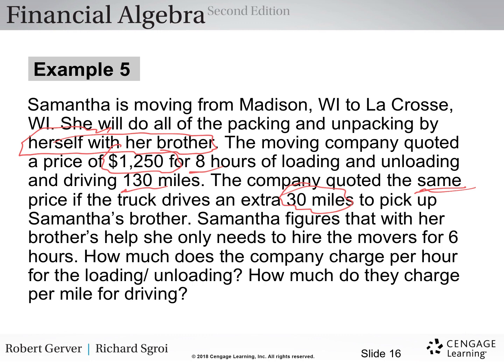They quoted the same price if the truck drives an extra 30 miles to pick up Samantha's brother. Samantha figures that with her brother's help, she only needs to hire the movers for 6 hours. Remember, the moving company originally quoted 8 hours. How much does the company charge per hour for the loading, unloading? How much do they charge per mile for driving?